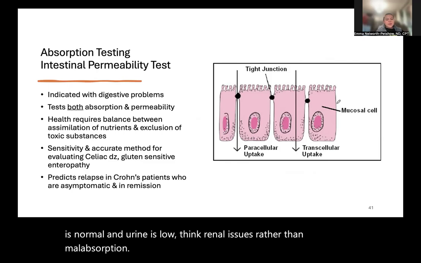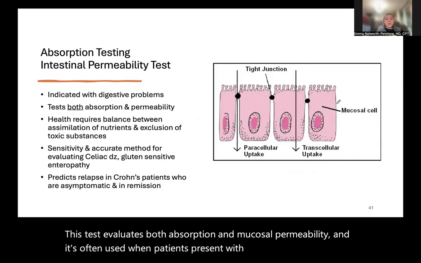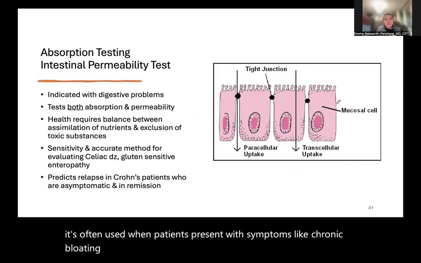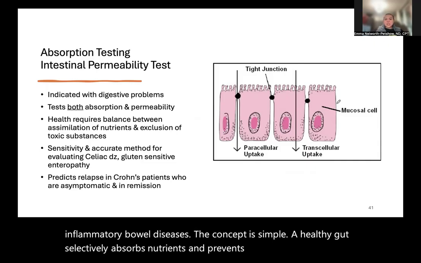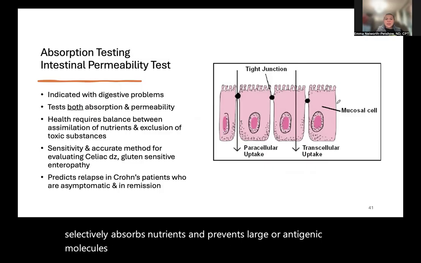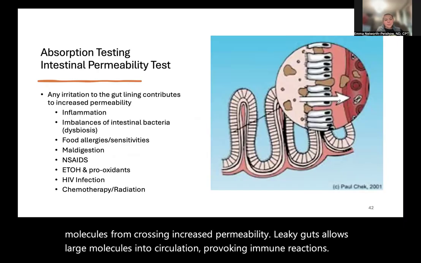This test evaluates both absorption and mucosal permeability, and it's often used when patients present with symptoms like chronic bloating, diarrhea, skin issues, food sensitivities, or suspected inflammatory bowel diseases. The concept is simple. A healthy gut selectively absorbs nutrients and prevents large or antigenic molecules from crossing. Increased permeability, leaky gut, allows large molecules into circulation, provoking immune reactions and inflammation.